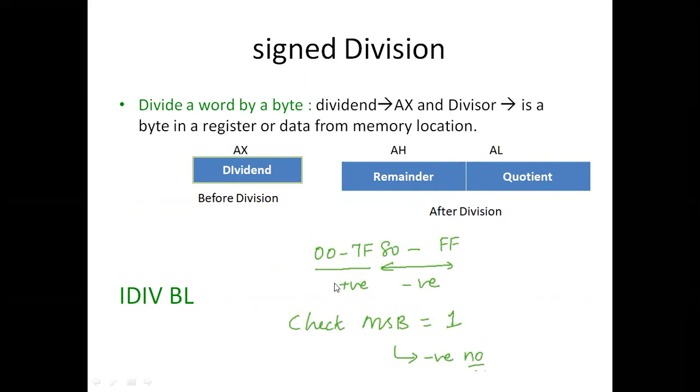We know that the data range in 8086 is from 00 to FF. In that range, 00 to 7F are positive numbers and 80 to FF are negative numbers. How do we tell this? First we have to check the MSB. If the MSB is equal to 0, then the number is positive. If the MSB is equal to 1, the number is negative.